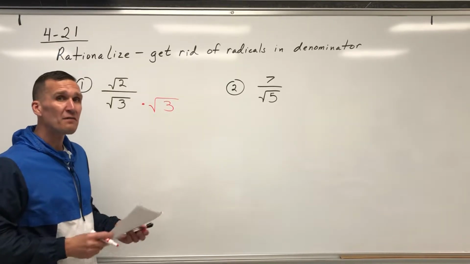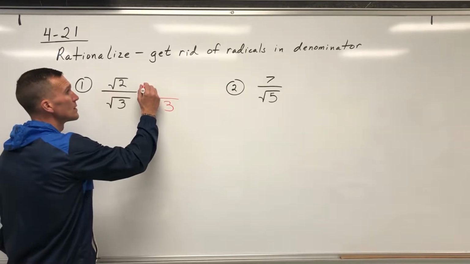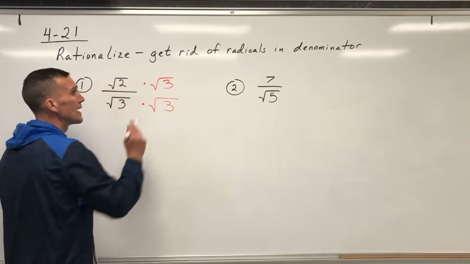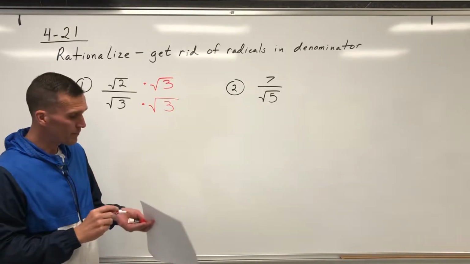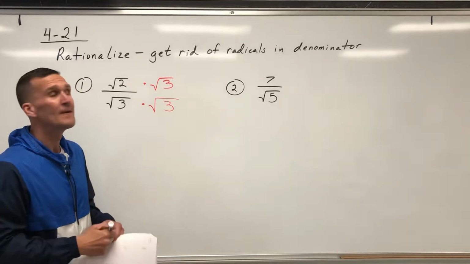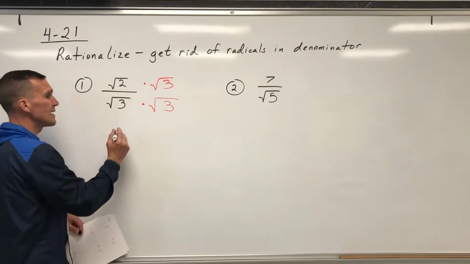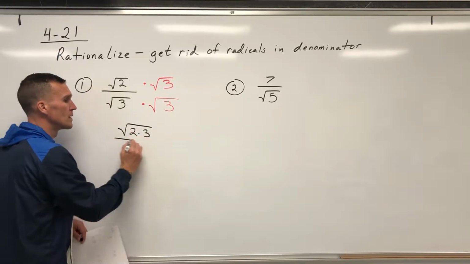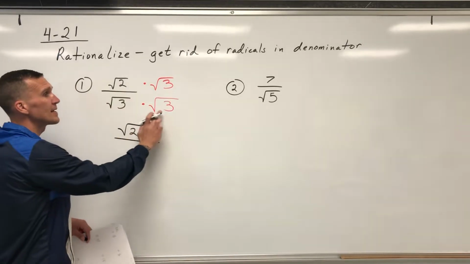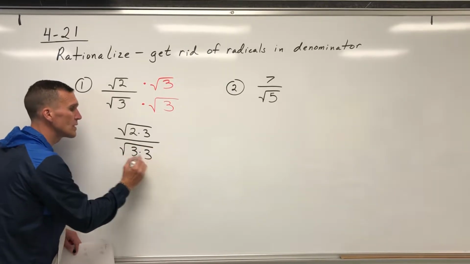Now, it's not fair to just do that to the denominator, so you also do it to the numerator. And now we can do our multiply rule. So you have to know your multiply rule before you can even clean up fractions. And it states that an inside times an inside stays inside. So on top, I have square root of 2 times 3. And on bottom, an inside times an inside stays inside. So that's square root of 3 times 3.